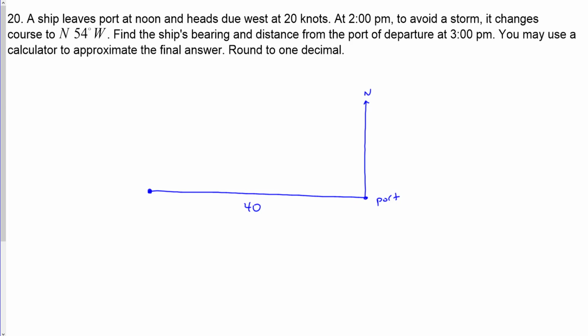Or 40 units, whatever, nautical miles, I suppose it would be. So then it turns, so I need another north line, and it goes north 54 degrees west for 1 hour. So this right here is 54 degrees off of north. It travels 1 hour, so this is a distance of 20 nautical miles.